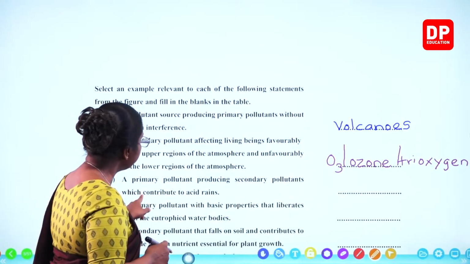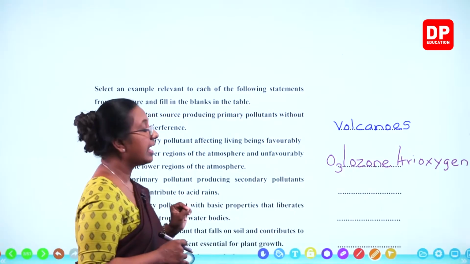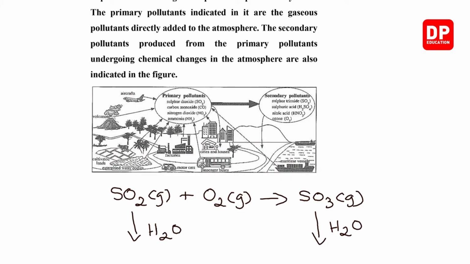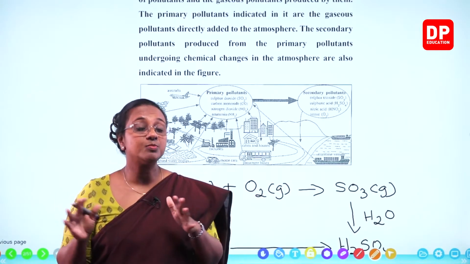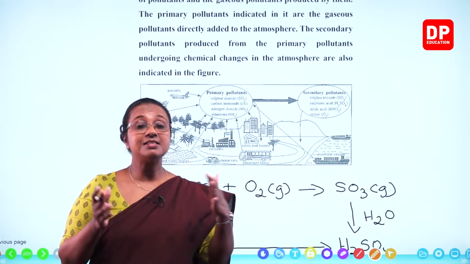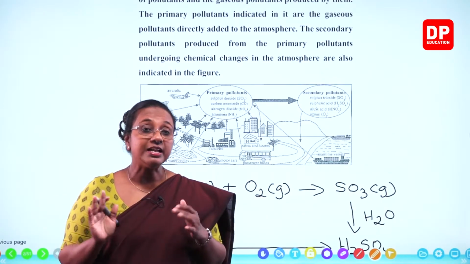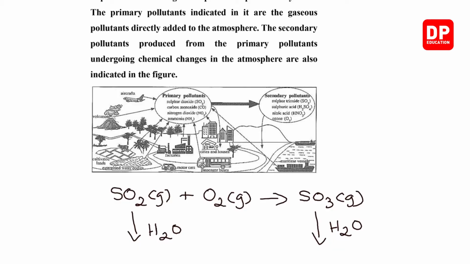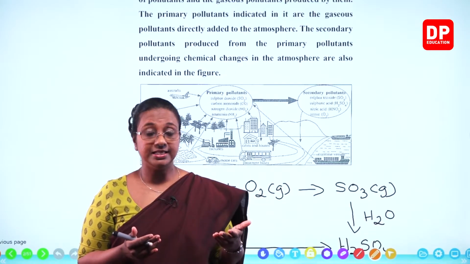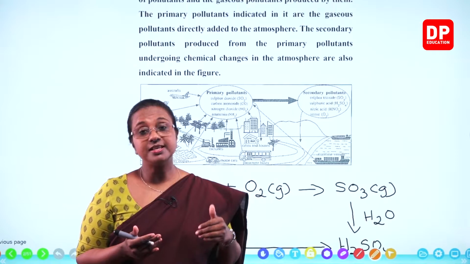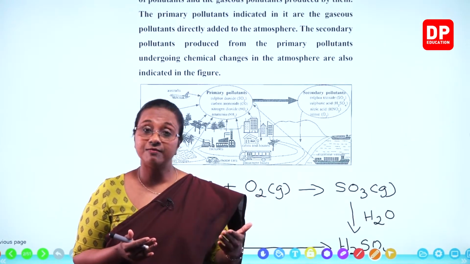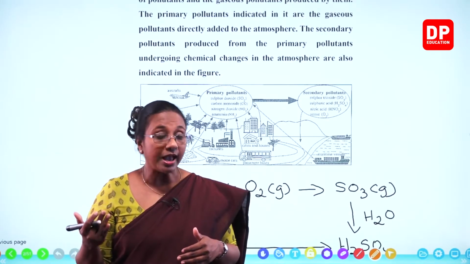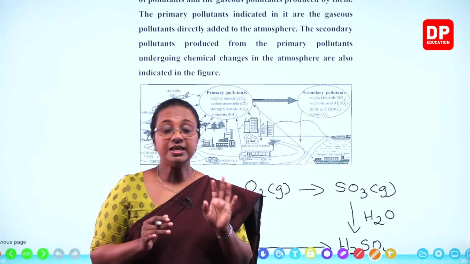Then the third one: a primary pollutant producing secondary pollutants which contribute to acid rains. So, you need to look at the secondary pollutants that contribute to acid rains. Normally in the atmosphere there is carbon dioxide, and a small amount of nitrogen dioxide because due to lightning, nitrogen gas reacts with oxygen and nitrogen dioxide is formed. They dissolve in rainwater, and the rainwater is slightly acidic. But when there is more sulfur dioxide or sulfur trioxide, of course there is more acidity. That means they form sulfuric acid and sulfurous acid, which are more acidic. The acidity of rainwater increases. So, the main contributant is considered sulfur dioxide and sulfur trioxide, but you can also write nitrogen dioxide. So, those 3 can be written there.